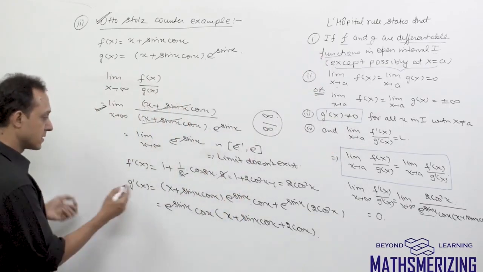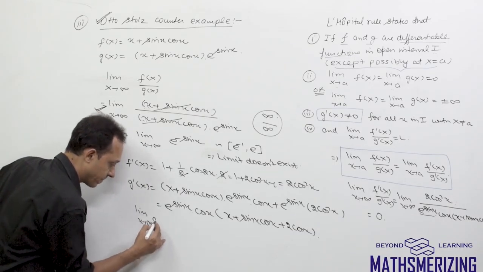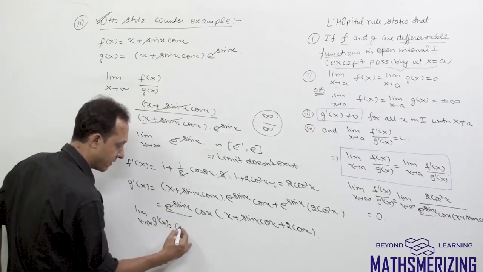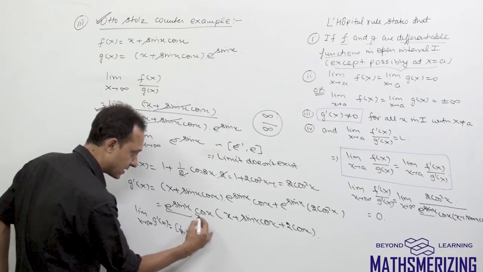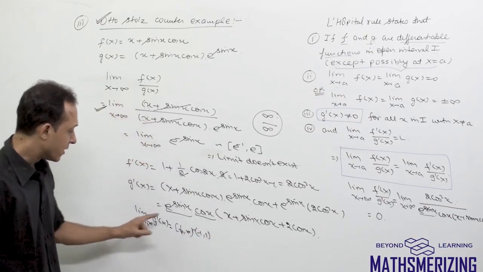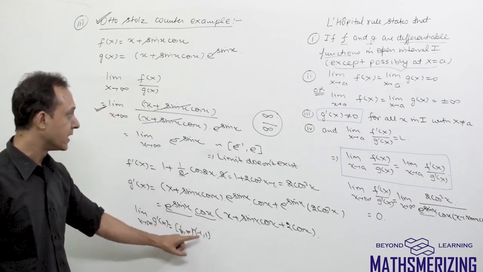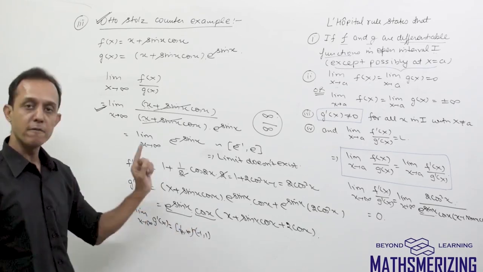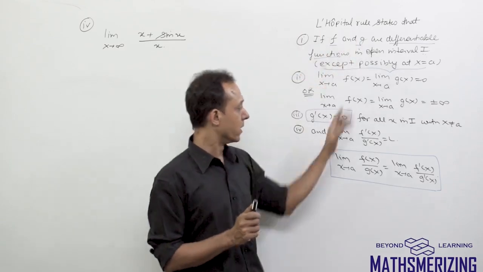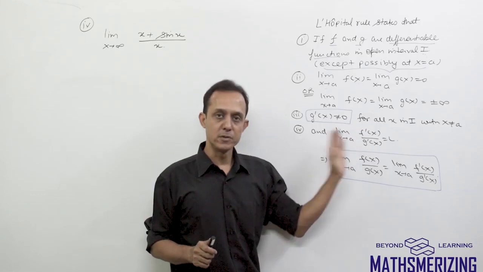Now if we look at g dash x, if I put limit x tends to infinity g dash x, it will be an oscillating value 1 upon e to e, and then this cos infinity oscillates between minus 1 and plus 1. So there are infinitely many points where this function g dash x takes the value 0 in the neighborhood of infinity. And now the fourth necessary condition which is required for L'Hospital's rule to hold is that this limit x tends to infinity f dash x upon g dash x should exist.